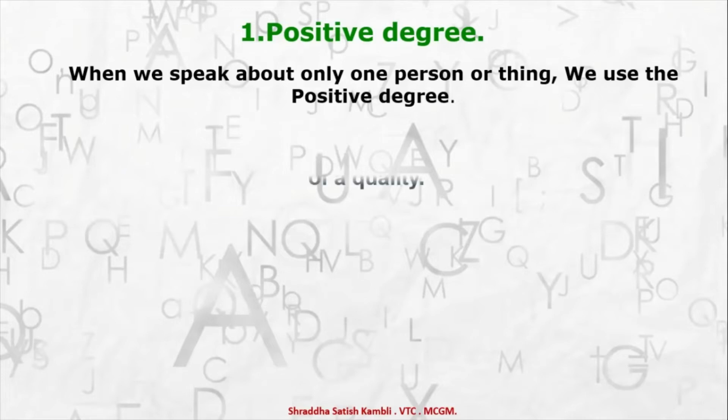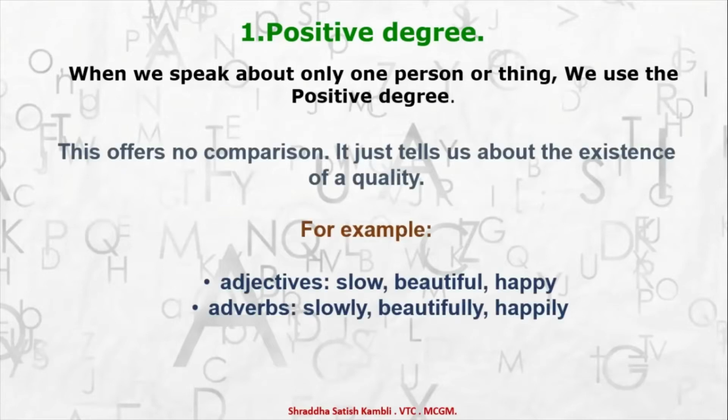Alright, for example, see, these are the examples. For adjectives, when we use adjectives in the positive degree, we say slow, we say beautiful, we say happy. When we use adverbs in the positive degree, we say slowly, beautifully, happily. And this positive degree, it offers no comparison. That is, it just tells us about the existence of a quality. There is no kind of comparison which is done between one person with another person or one thing with another thing. So this is about the positive degree.